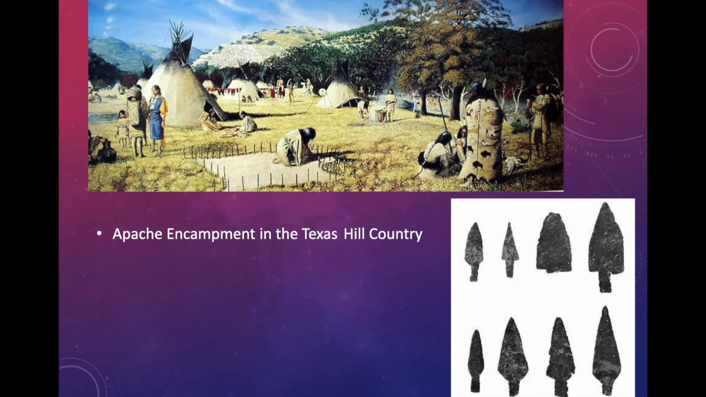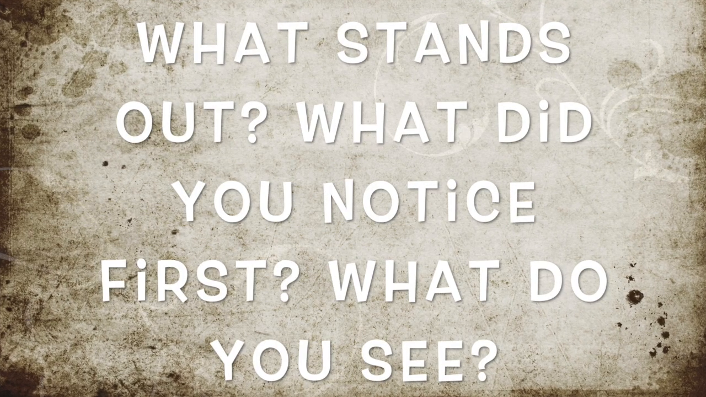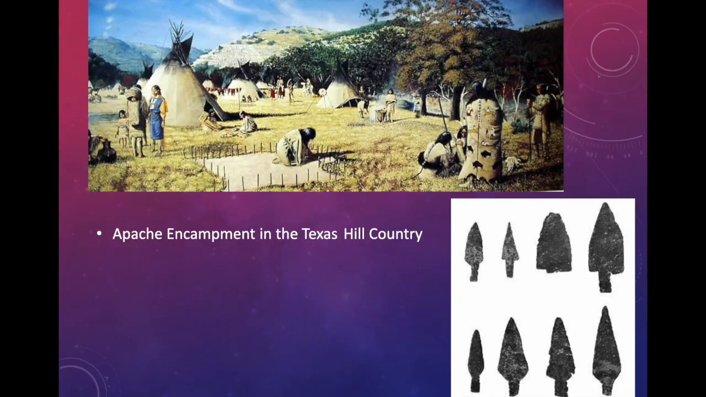I want you to take a look at this picture of an Apache encampment that's in the Texas Hill Country. One of the things you can be looking for is what stands out to you first, and then list the different things that you see. So what do you see? And then we'll talk about what that means in class.